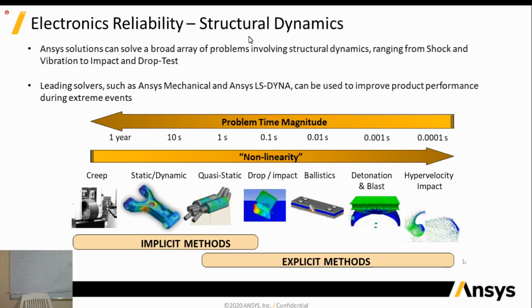And in the explicit method, normally we'll be looking at very fast or short duration, highly transient, nonlinear kind of analysis, so mostly like a drop test analysis. Okay. So for electronics reliability, we'll be making use of both implicit methods and explicit methods depending upon the application.